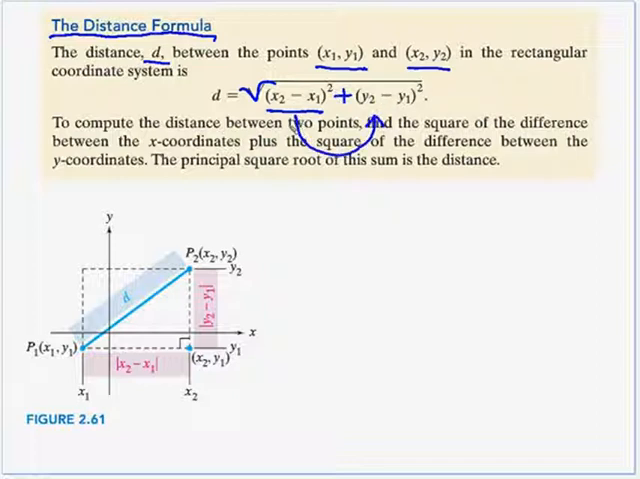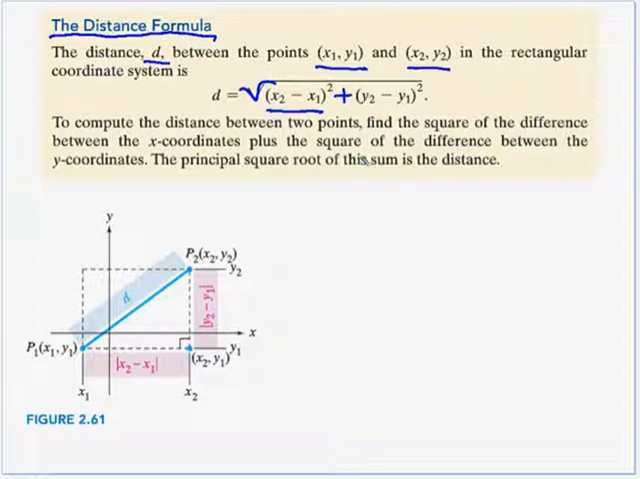If you get the x's and y's backwards, if you do the y's first, that's going to be fine because you're adding them anyway. If you get the coordinates within the parentheses backwards in one of them, it's not going to matter because you're going to be squaring it anyway. So they're always going to turn out to be positive. So sometimes this can be a pretty forgiving formula.